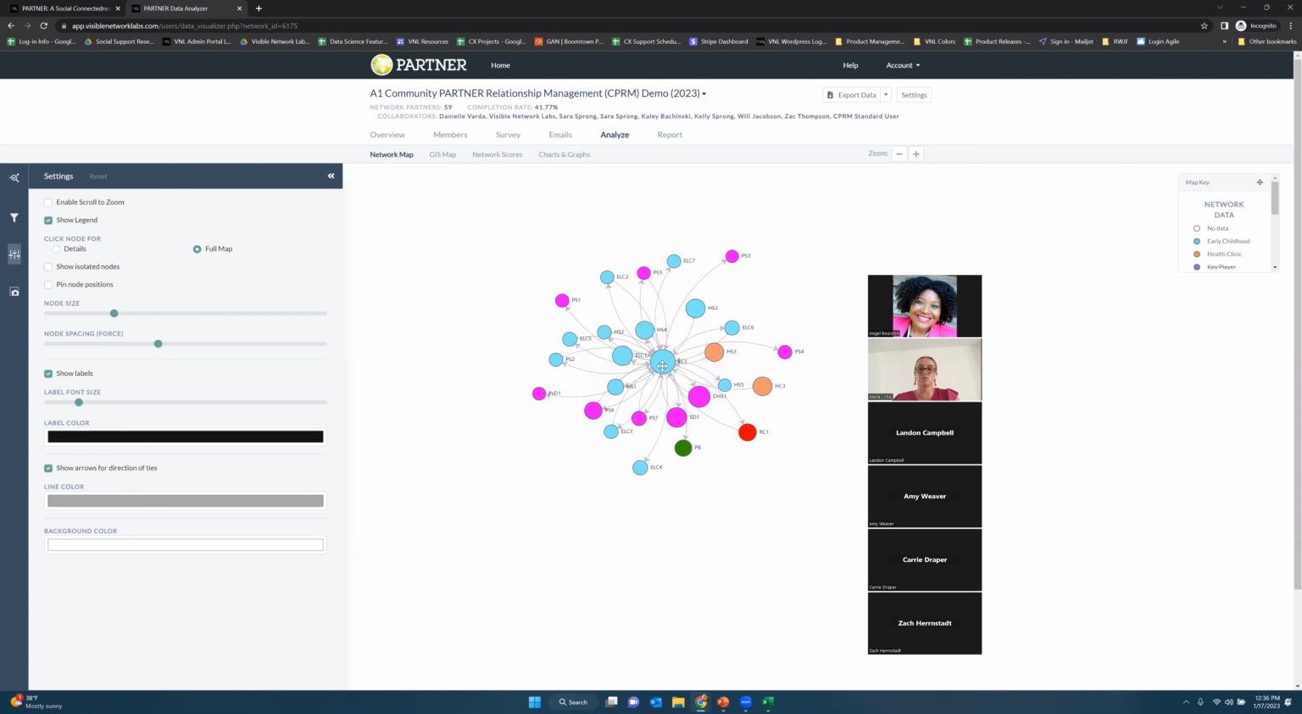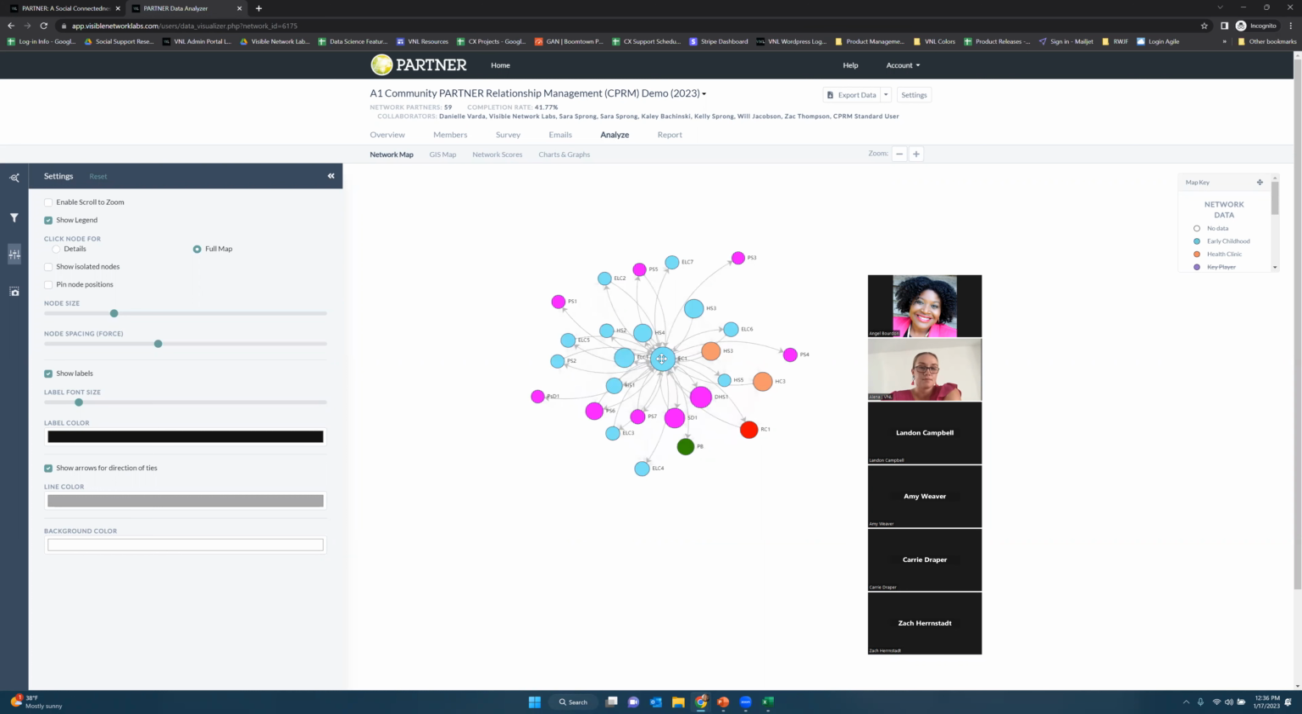It's also showing me if their partners are connected to anybody else in that person's network as well. So this is a great way of looking to see if this member is part of a coordinated network, right? Or if their network is not coordinated. In this situation, very coordinated.